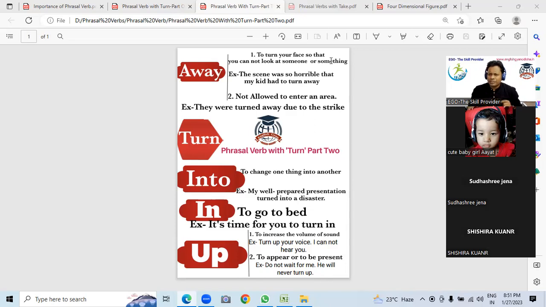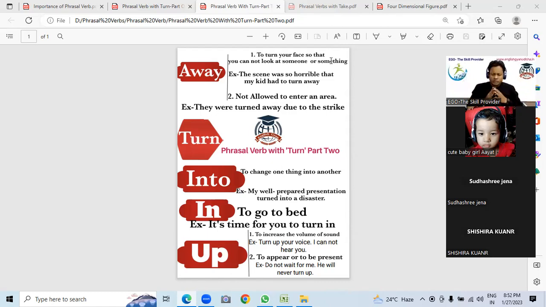Why did you turn away? That means why did you turn your face 90 degrees so that you cannot see anything? Suppose you are watching a horror movie. Whenever you watch a horror movie on TV, what happens? If the scene is very horrible, oh my God, you turn away. This is the turn away that you are supposed to use, and whenever you use it like this, you become a gifted speaker. That is called spoken English.